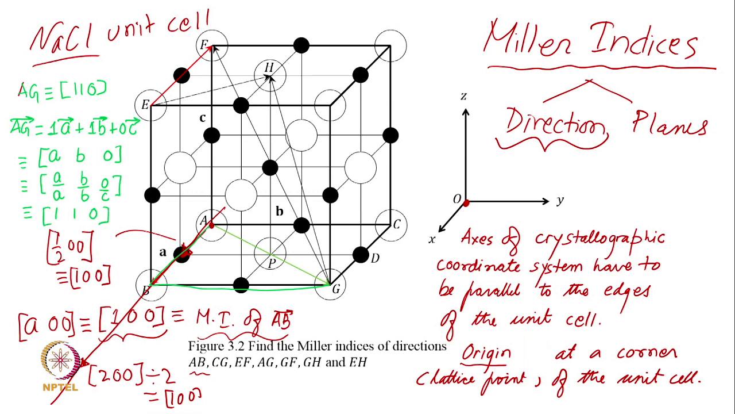So, you can see although we are calling it 1 1 0, the two ones are not equivalent. The second one is representing a length b. Here in the NaCl unit cell, since it is cubic, a and b lengthwise also are equal, but even if they were unequal, this face diagonal direction will always be 1 1 0, but the second one will be representing a b step of a different length and the first one an a step.